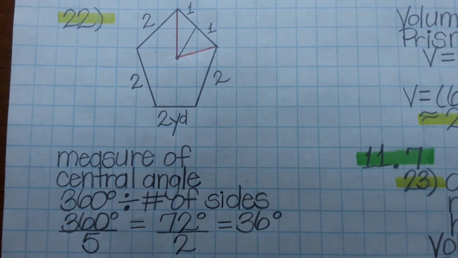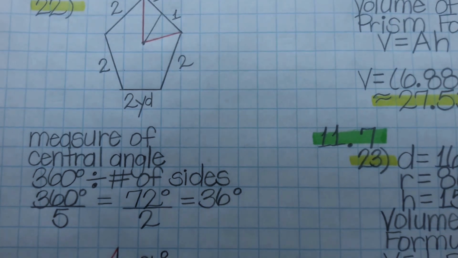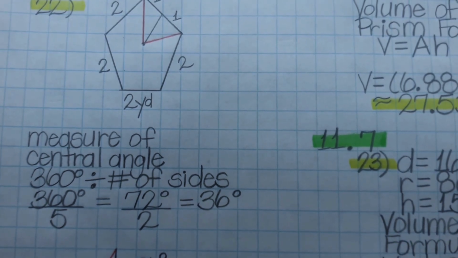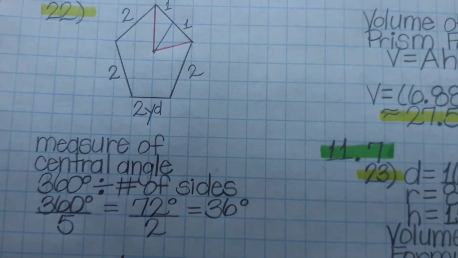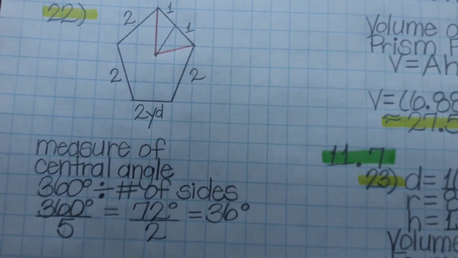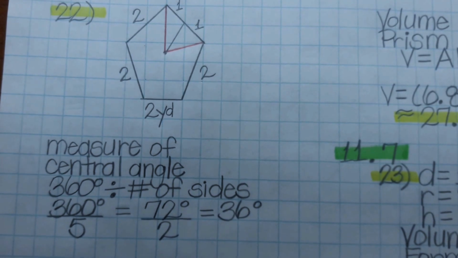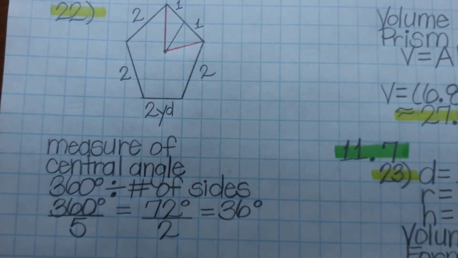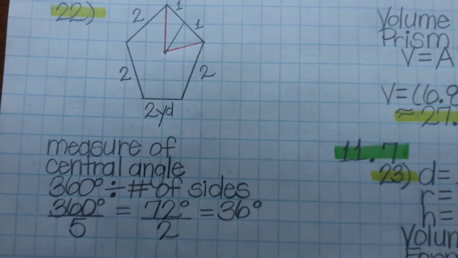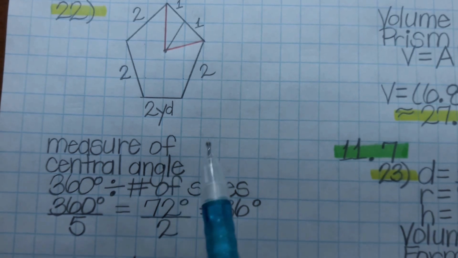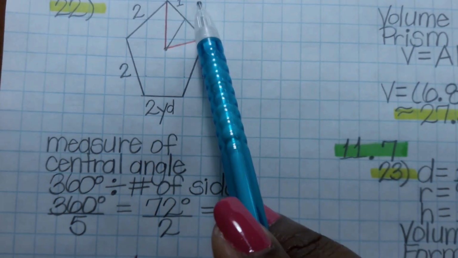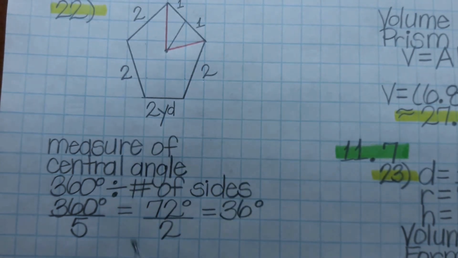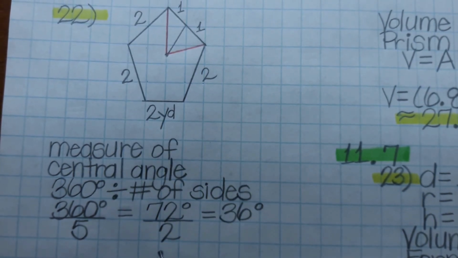Okay, very important. But on number 22, if you look at this information, I see a pentagon. Okay, so we have a pentagonal prism. But we know a pentagon has 5 sides. They have the red markings letting me know that all 5 sides of my pentagon are 2 yards.